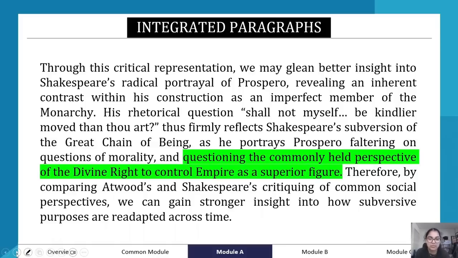Therefore, by comparing Atwood's and Shakespeare's critiquing of common social perspectives, we can gain better insight into how subversive purposes are readapted across time. And that is that comment on the value of comparative study. So I hope that helped you gain a good idea of that back and forth that's supposed to happen in your paragraphs. And they're obviously long, across 3 slides, but the purpose is to show you that it's really important to have that structure going back and forth, making sure that you're actually commenting on the idea of the comparative study.